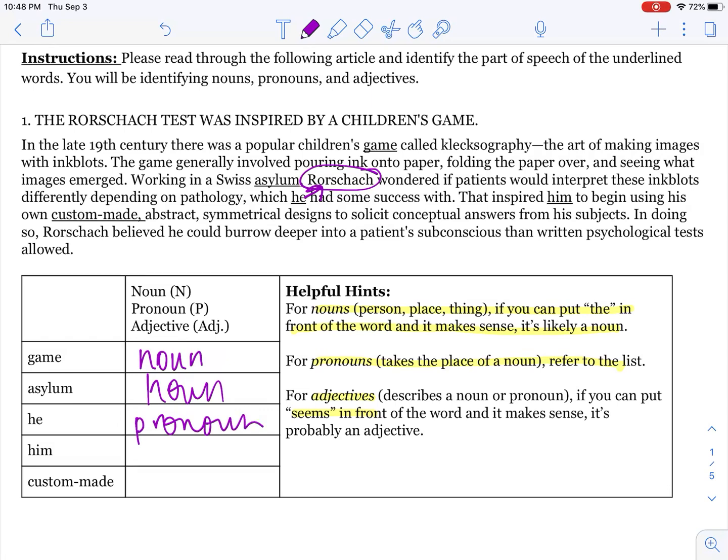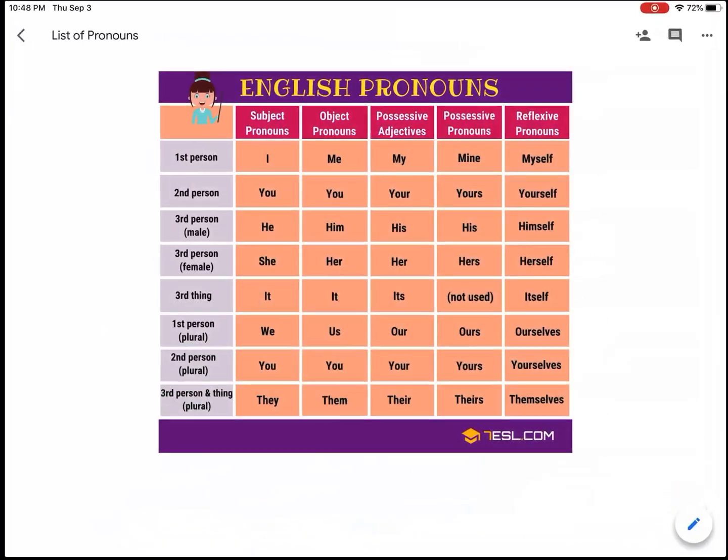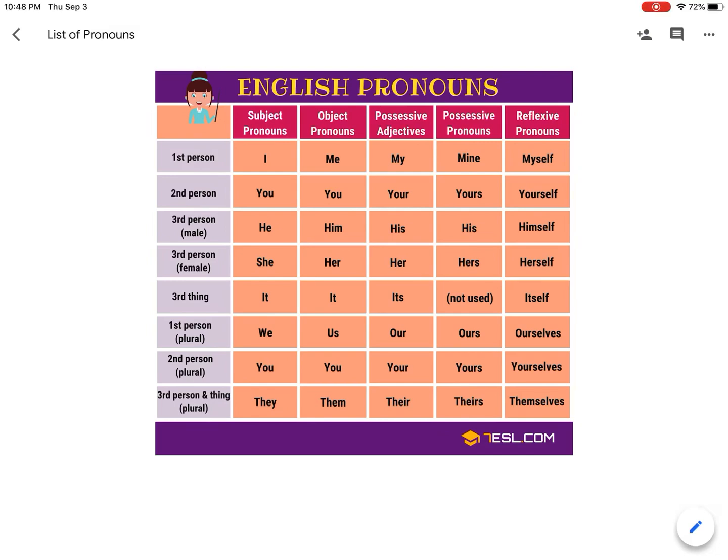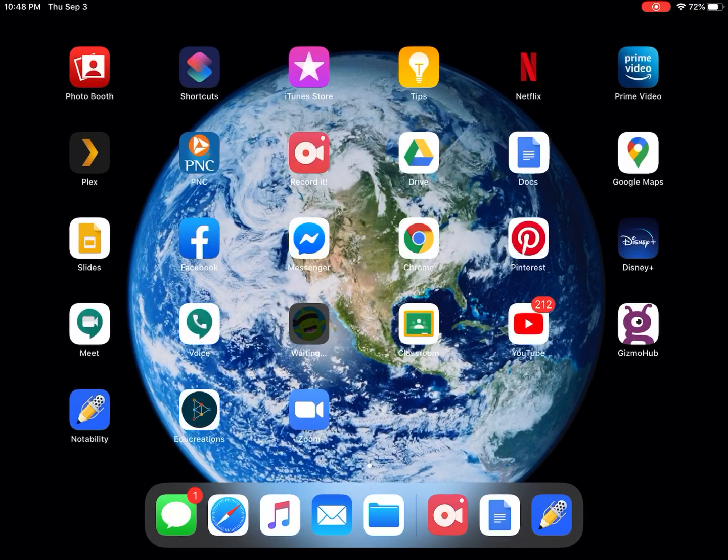All right, him. It says, that inspired him to begin using his own custom-made abstract symmetrical designs to solicit conceptual answers from his subjects. So him is also talking about Rorschach, and so it's taking the place of a noun. If not, I would have to say that inspired Rorschach to begin using his own custom-made blah, blah, blah. Okay, so that is also a pronoun. And if you look at the list, him. Third one down, second column.